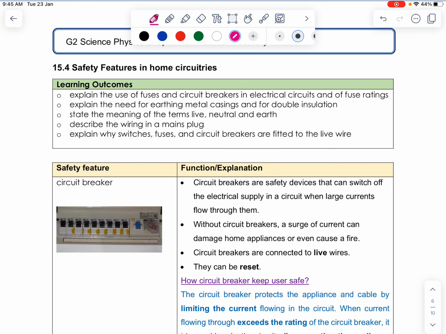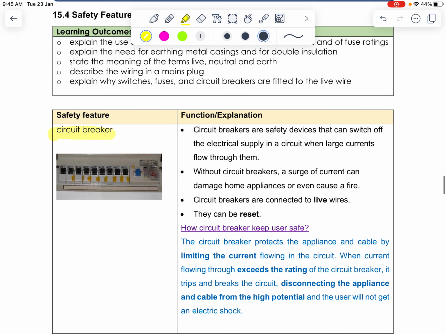Another safety feature in homes is the circuit breaker. You will have seen this around school as well as in your homes. Circuit breakers are safety devices that can switch off the electric supply when a large current flows through it. Circuit breakers are also connected to the live wire, of course, because it is where the current comes from, and it can be reset easily. Usually when there is a large current flowing through, the switch will flip and the circuit breaker will cut the electricity off. So what you can easily do is reset it by flipping the switch.